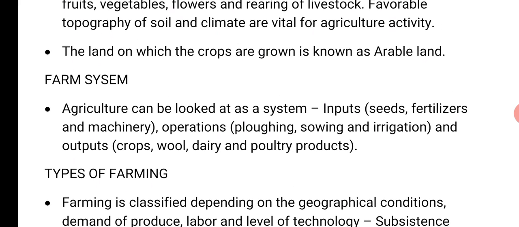Now, farm system. Agriculture can be looked at as a system like inputs. Inputs include seeds, fertilizers and machinery. Next one is operations, which includes plowing, sowing and irrigation, and outputs will be crops, wool, dairy and poultry products.